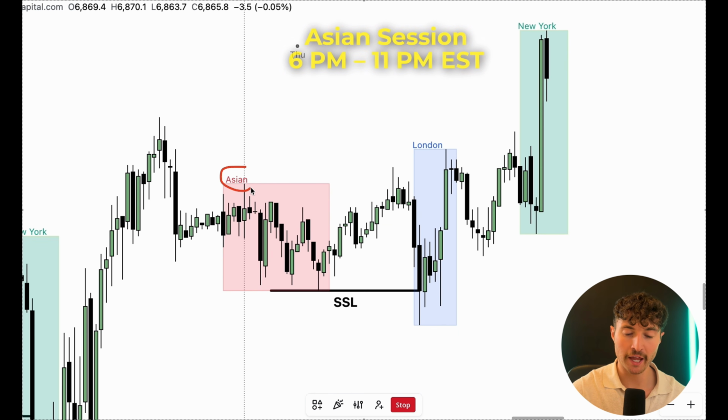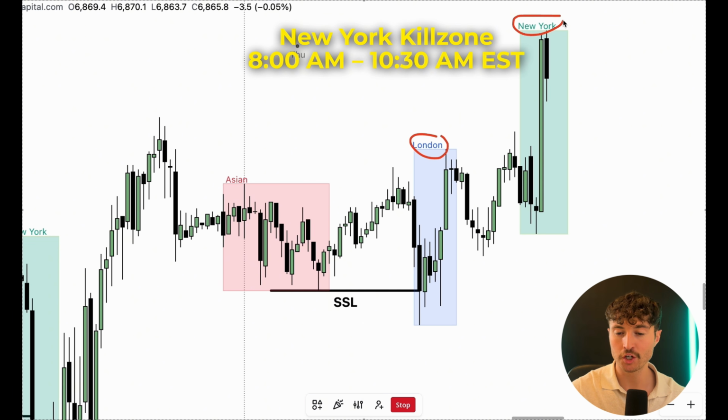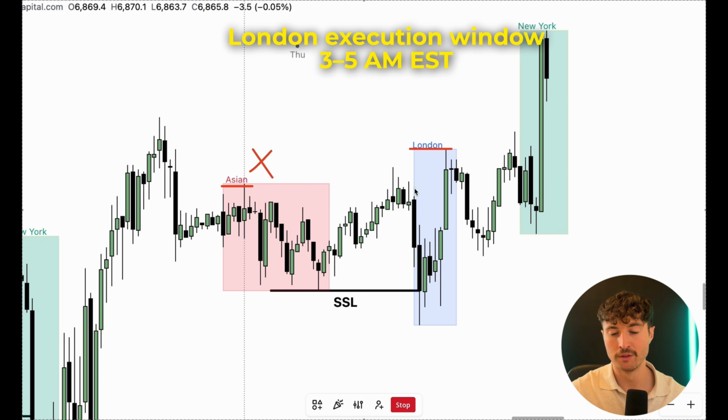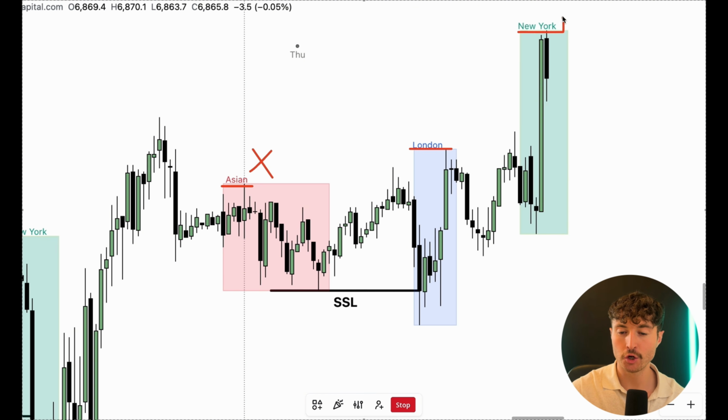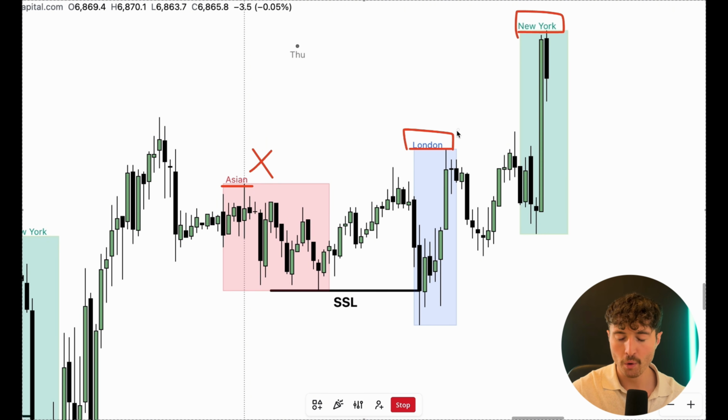So right here we have the Asia session in red. This is from 6 p.m. until 11 p.m. Eastern. We have the London session in blue. This is between 3 and 5 a.m. And we have the New York session in green. This is between 8 and 10:30 a.m. Eastern. So we are not going to be taking any trades during the Asia session. Our executions are going to come in London between 3 and 5 a.m. And executions are going to come in New York as well between 8 and 10:30 a.m. Eastern. We're not going to be taking any trades outside of these kill zones.